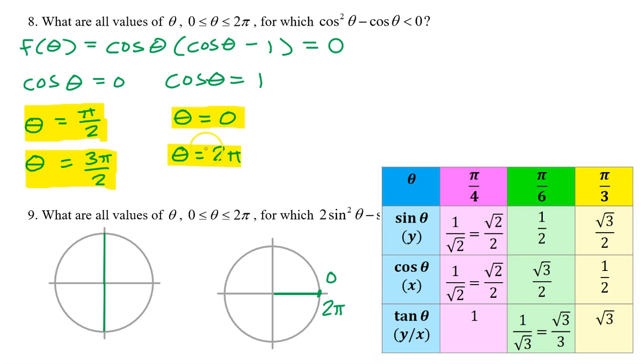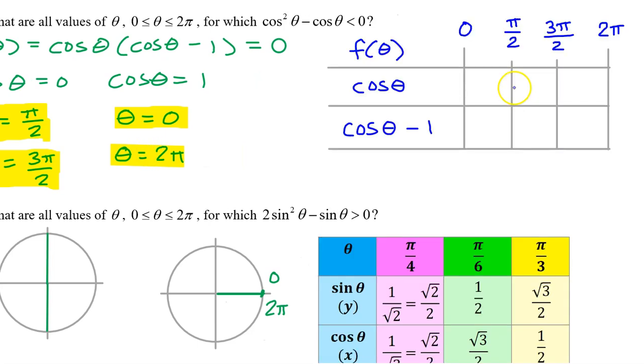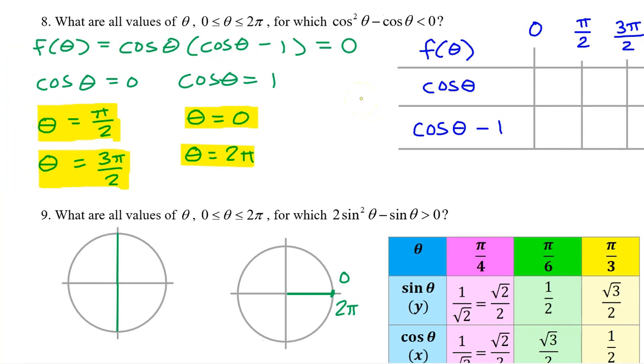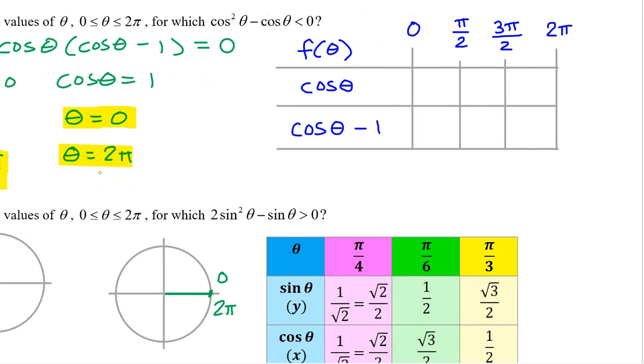Let's use these 4 critical values to make a sign chart. Your sign chart should be set up like this, with a row for each factor and the 4 critical values across the top. Don't forget to label your sign chart as f of theta. I like to highlight where each factor is equal to 0. So let's look back. Cosine theta is equal to 0 at pi over 2 and 3 pi over 2. So let's highlight pi over 2 and 3 pi over 2 in the first row. Cosine theta minus 1 is equal to 0 at 0 and 2 pi. So let's highlight here and here.